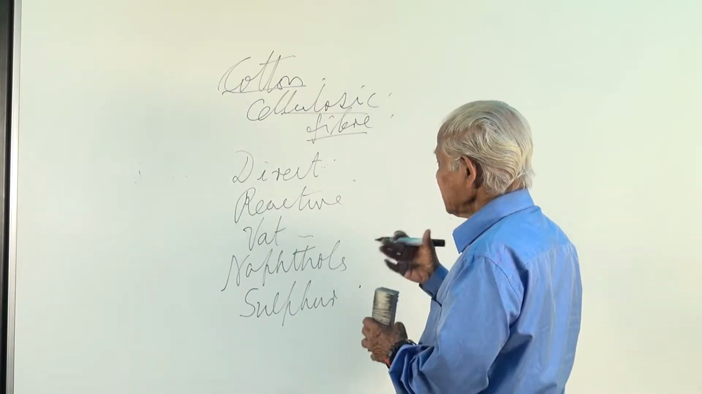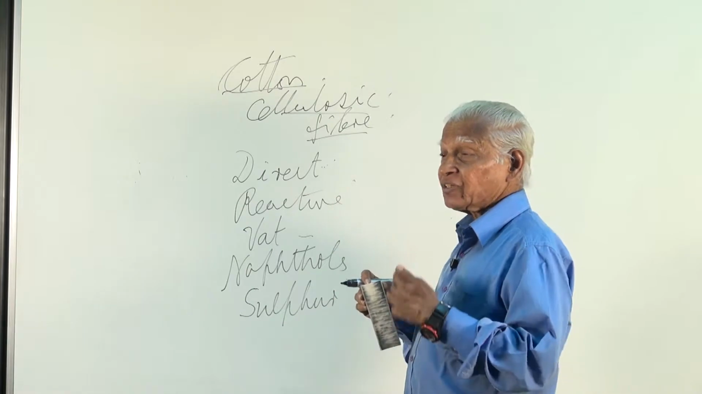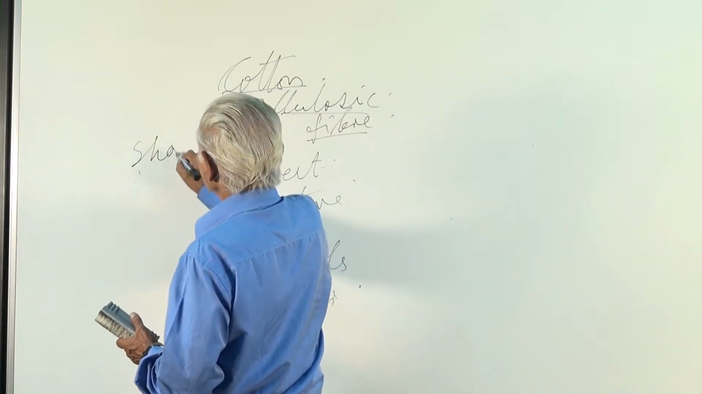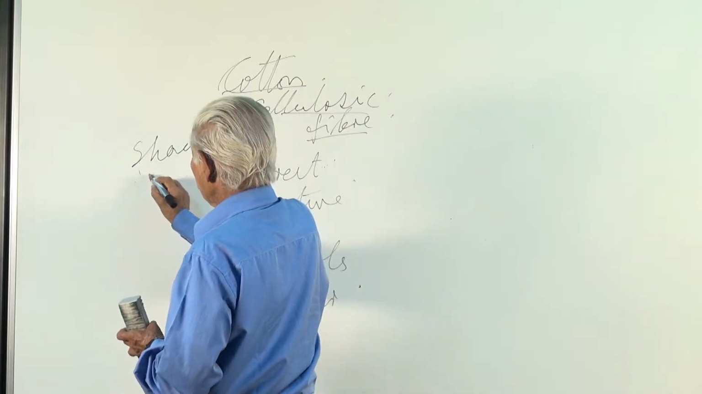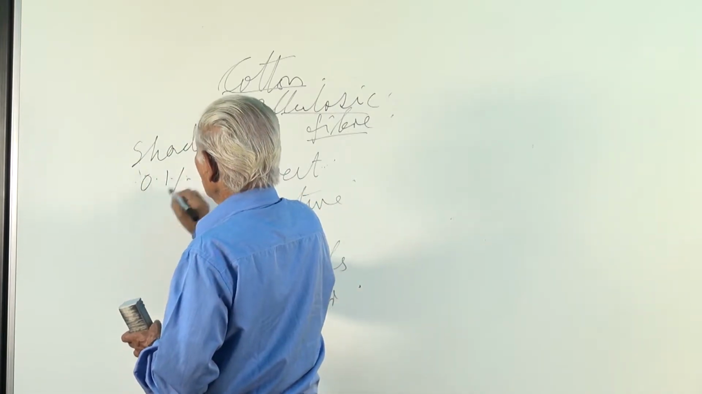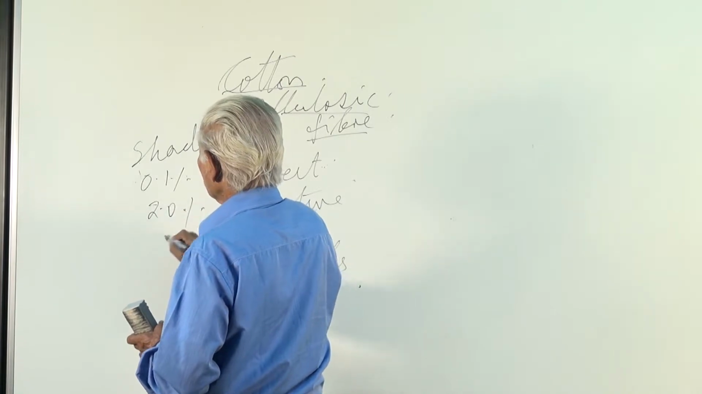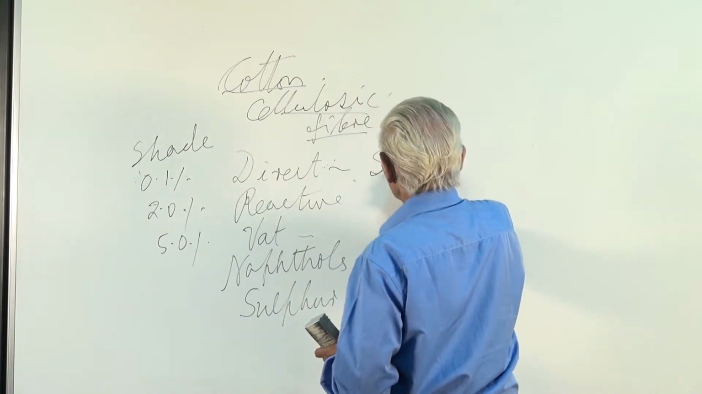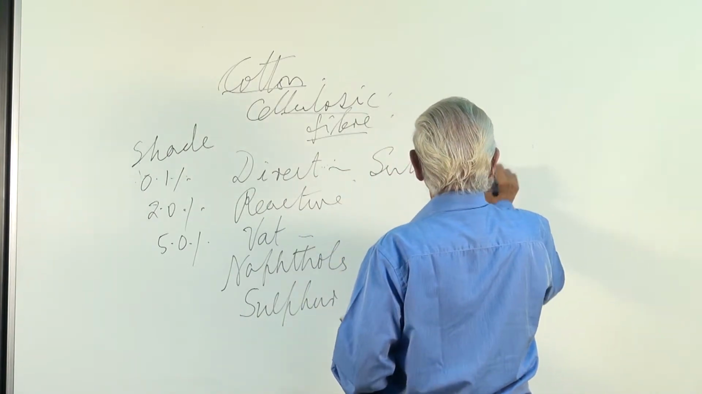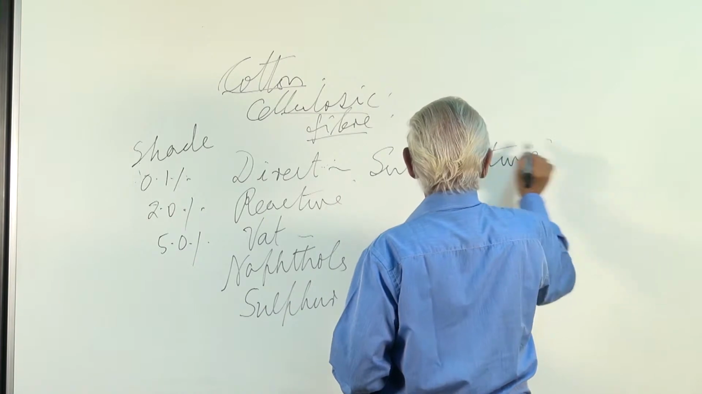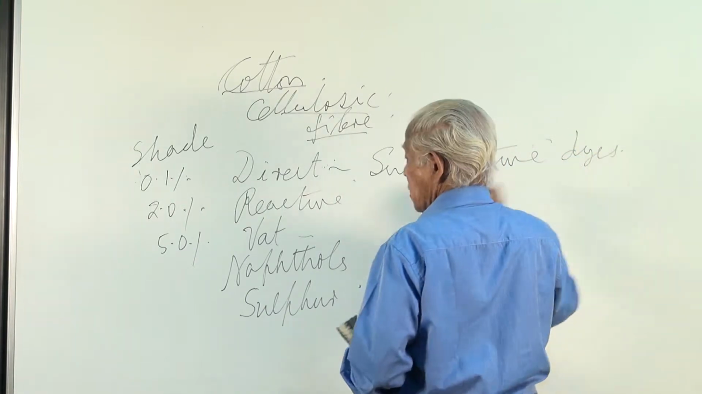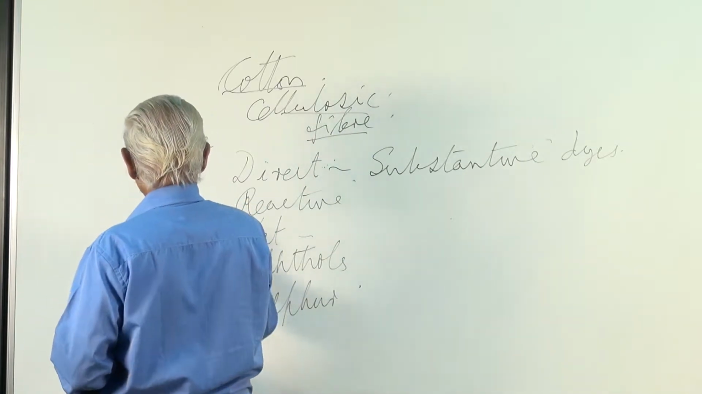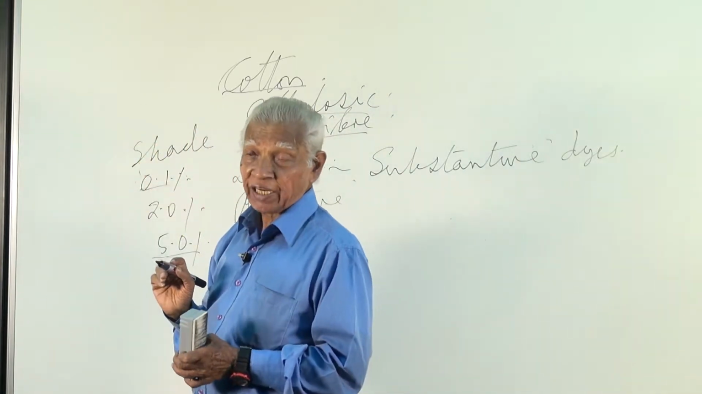The dye is normally applied on the basis of the weight. The shade, for example, is represented in terms of 0.1% or 2% or 5%. The direct dyes are also called substantive dyes. That means soluble in water. So, a 5% shade is darker than that of the 0.1% shade.